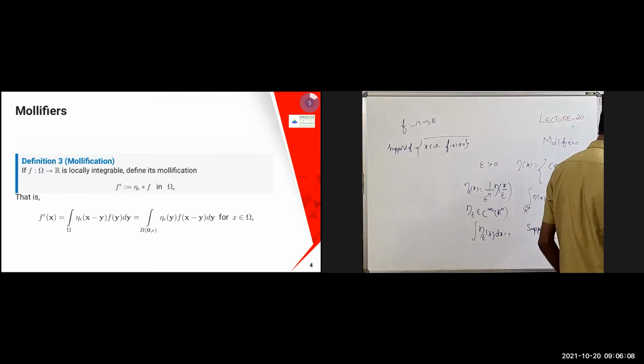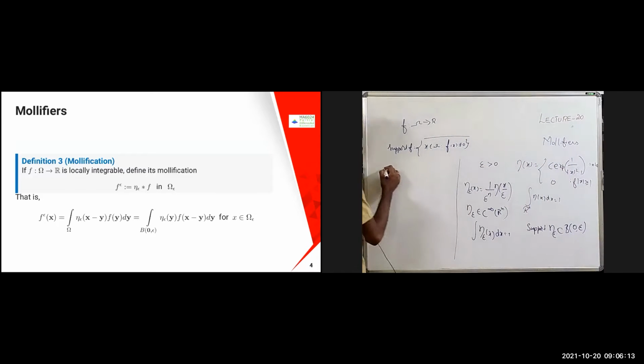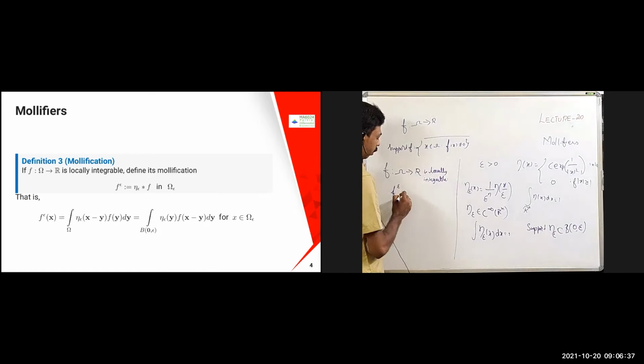Now suppose a function is given. Let us say f is a function from omega to R that is locally integrable. We have discussed locally integrable in the last class, the same definition. Then for its modification, what I can define is as follows: f epsilon, the same epsilon, is defined as follows. You take eta epsilon and convolute with f.